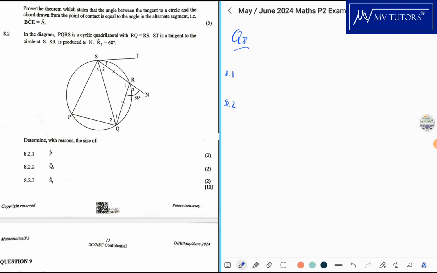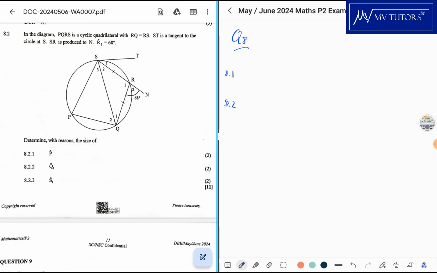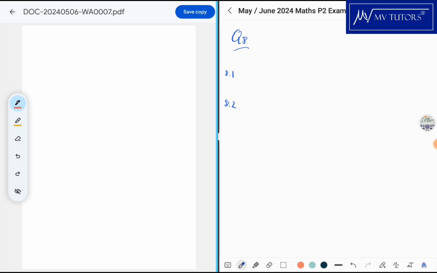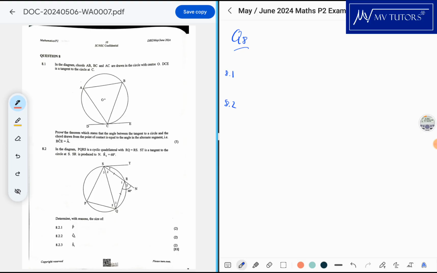And they tell us that RQ is equal to RS. All right, so we have an isosceles triangle. So basically S2 is equal to Q1. And then it says ST is a tangent to the circle at S. So there you should think about the tan chord theorem. And then SR is produced to N, all right? And then R2 is 68 degrees. Okay, so we're going to have to scribble a bit on this question paper so that we can see how we answer the questions quite nicely.